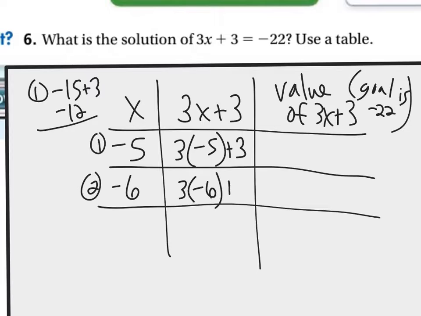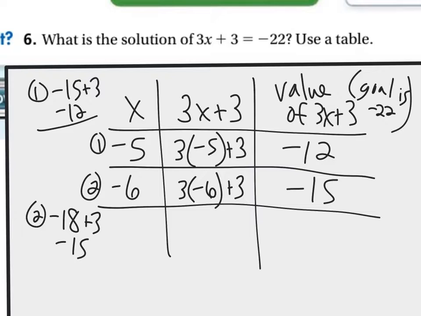If we want to test this, see if we're going in the right direction here, we could try -6. We want something more negative, so it would make sense picking a more negative number here like we did. So that's -18 plus 3, which is -15. Oh, I forgot to put my value here. So this was -12. This is -15. We're trying to get to -22.